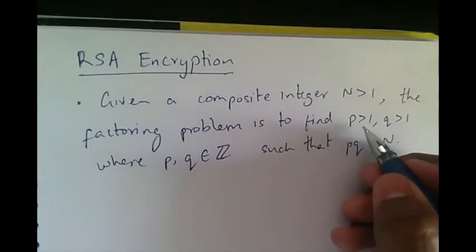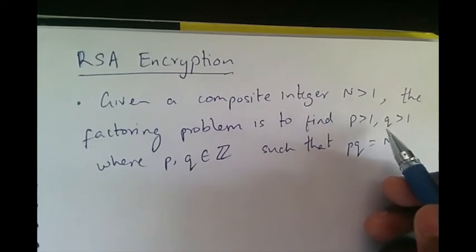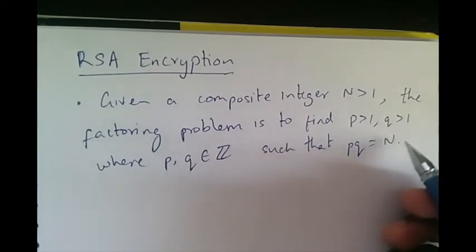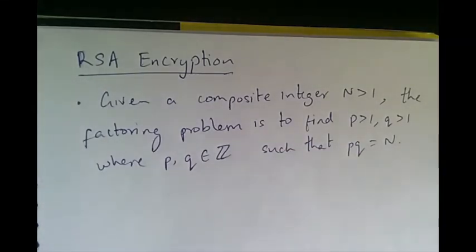So you want to find non-trivial divisors, because if p is 1, either of them is allowed to be 1, you can just write n as n times 1. So you want to find non-trivial divisors of n.